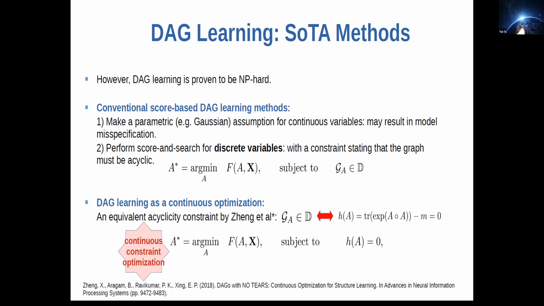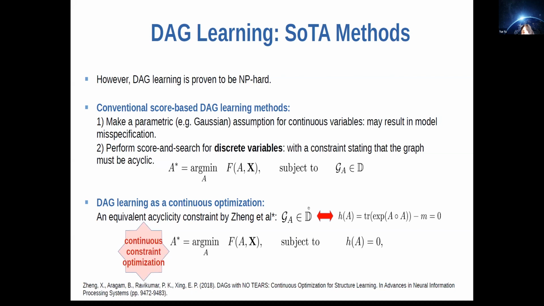So that means instead of doing the discrete constraint that the graph has to be in the DAG space, the authors have shown that as long as the weighted adjacency matrix satisfies such an equation, h(A) equals 0, then it's guaranteed that the corresponding graph must be a DAG. So the advantage of that is now it becomes a continuous constrained optimization problem, right?